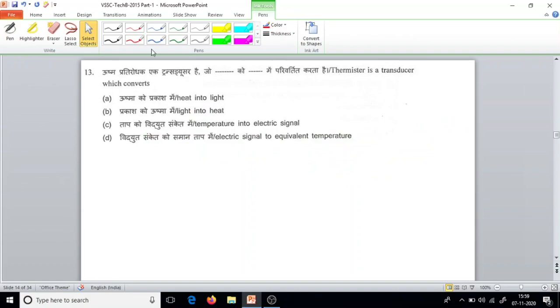Question number 13. Thermistor is a transducer which converts temperature into signal. Okay, now what is a thermocouple? What is a thermocouple?